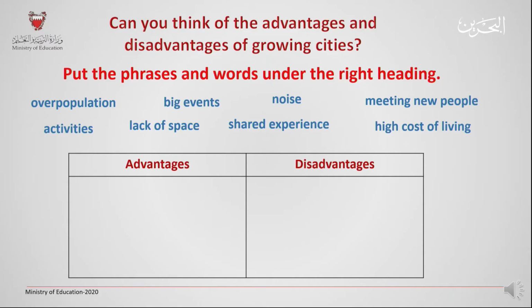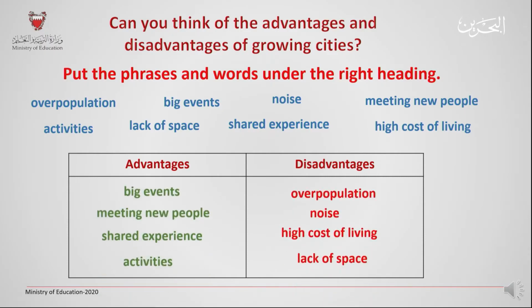Now let's check your answers. Very good. The advantages are big events, meeting new people, shared experience, and activities. On the other hand, the disadvantages are overpopulation, noise, high cost of living, lack of space.